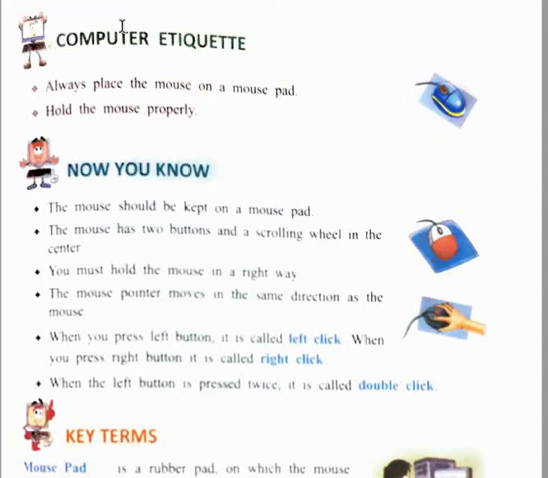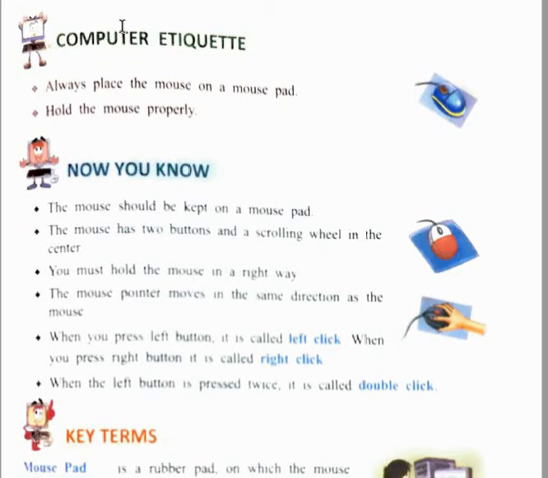Now you know the mouse should be kept on a mouse pad. The mouse has 2 buttons and a scrolling wheel in the center. You must hold the mouse in the right way.